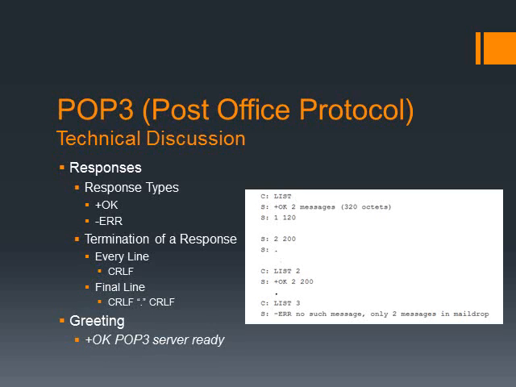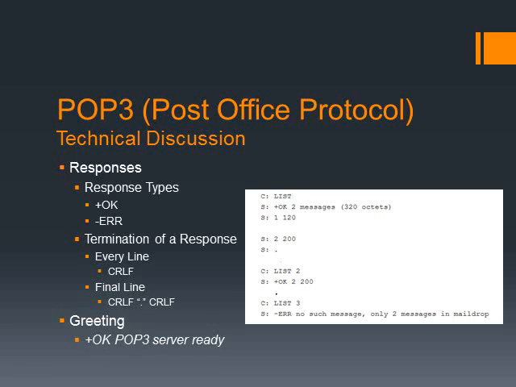C is the client, S is the server. The client says LIST, the server says OK, I can do that. I have two messages, 320 octets long. The server then says the first message is 120 octets long, and the second message is 200 octets long. Then it ends the response by clearing the line, going to the next line, and having a period. The client sees that and asks for number 2. The server says OK, 2 is 200 octets long, and ends the response.